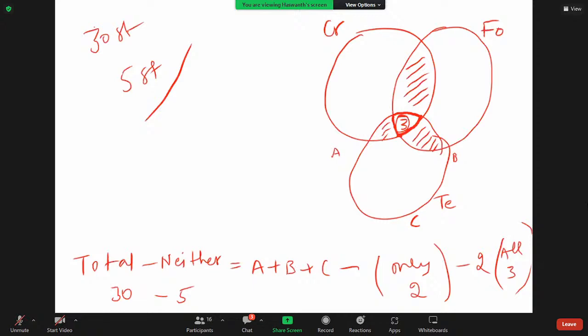Because if you take only cricket and football, they are counted once with the football set and once with the cricket set. Any person must be counted only once, but they are counted twice, so we subtract the only 2 values.